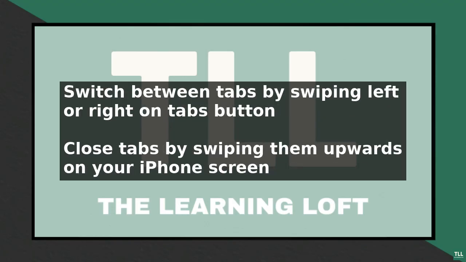To customize your Safari browser, go to the Settings app on your iPhone and scroll down to the Safari section. From here, you can adjust settings such as your default search engine, cookies, and pop-up blockers.